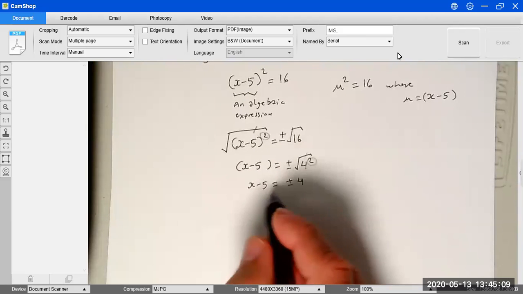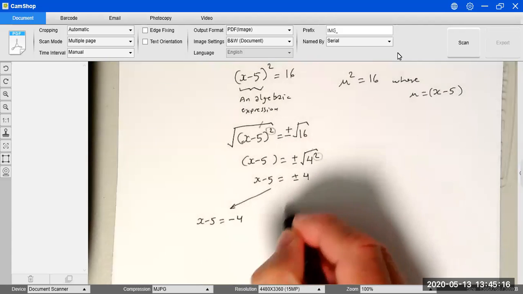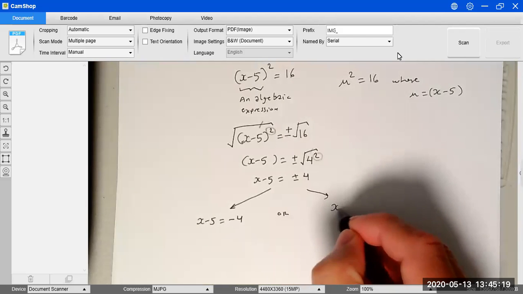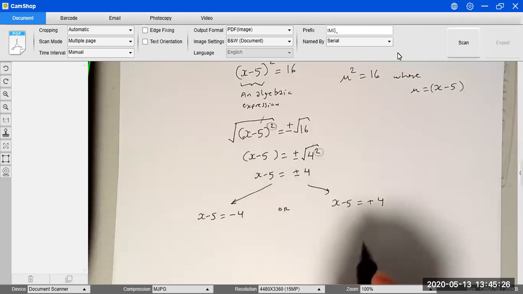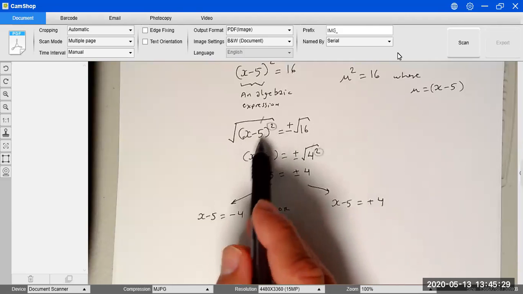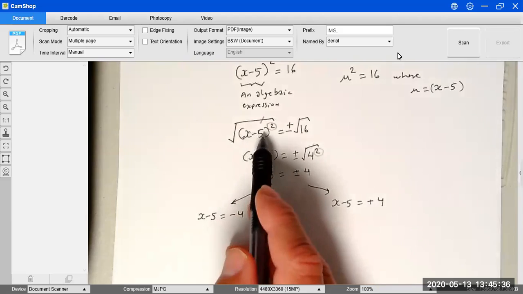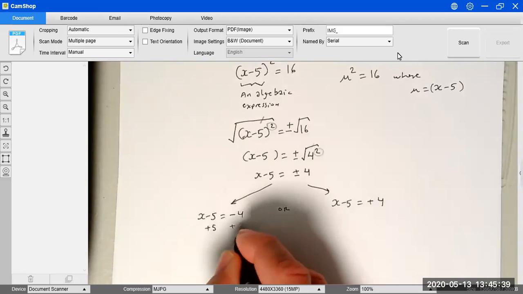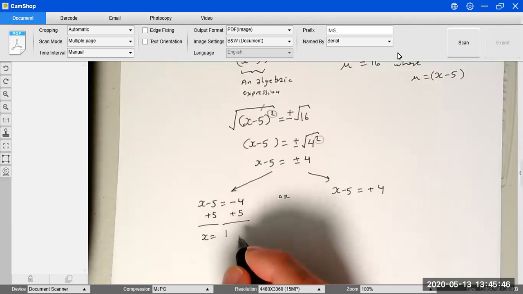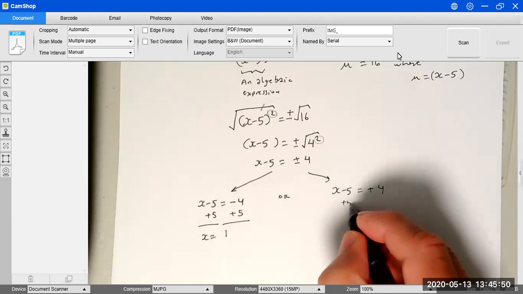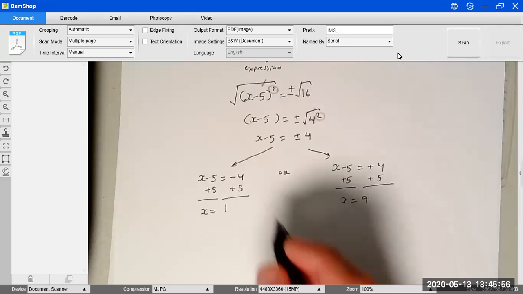And again, this is just two equations. The first one is x minus 5 equals negative 4. And the second one is x minus 5 equals positive 4. So I'm writing the two equations, and then I'm going to solve for x because I haven't finished, since I didn't have here just x squared. I have a parenthesis squared, an algebraic expression squared. So I'm going to add 5 to both sides of the equation. I'm going to get x equals 1 for the first one. And for the second, I'm going to add 5 to both sides of the equation and get x equals 9. So I have two solutions.